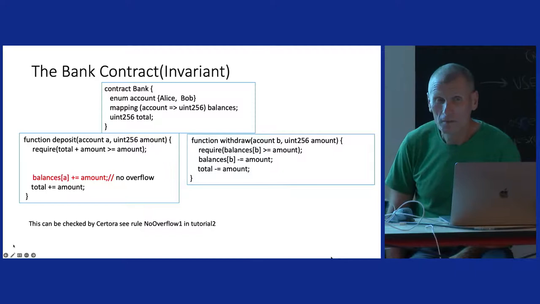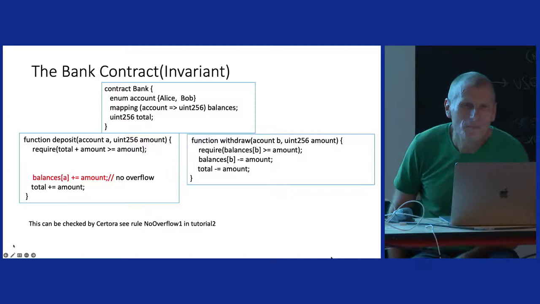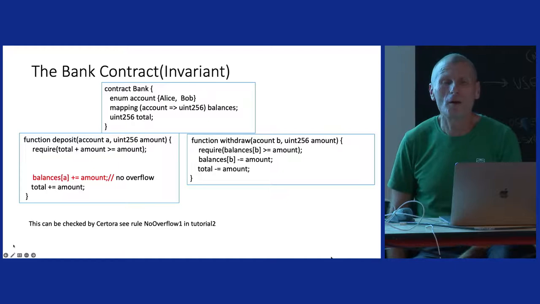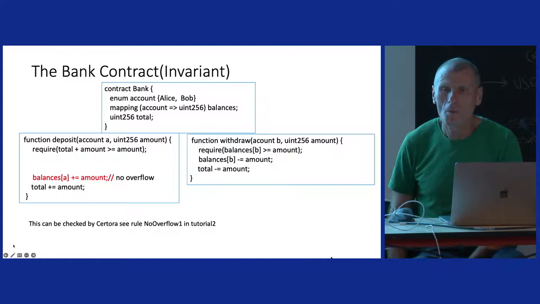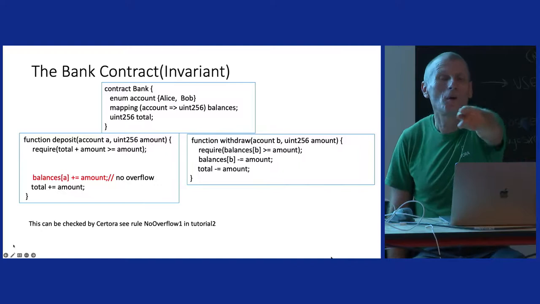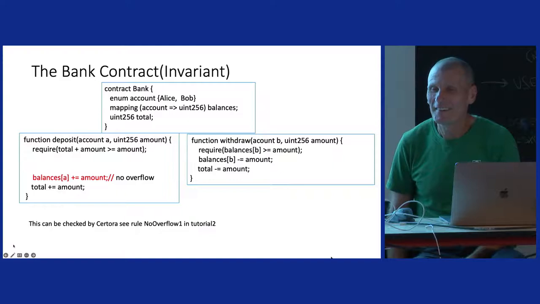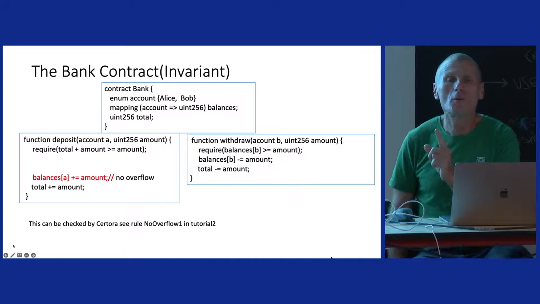Okay, so what is your name? Victor. Victor said there is overflow if the number is too high. Does anybody object to that? Look at the code, please. In the code, there is an interesting statement. Well, it checks that it doesn't go over, because otherwise the total plus amount would be bigger than amount. Exactly. So Quentin is helping us here. There is a require statement, so the require statement actually checks that.